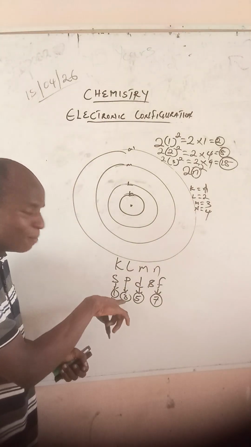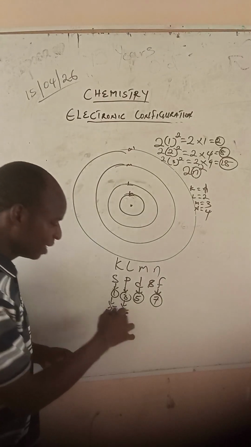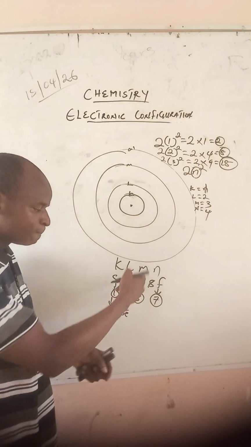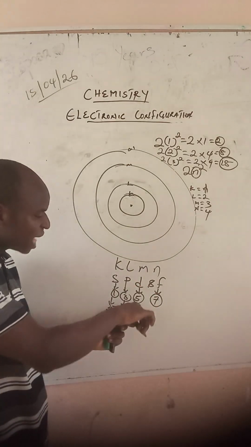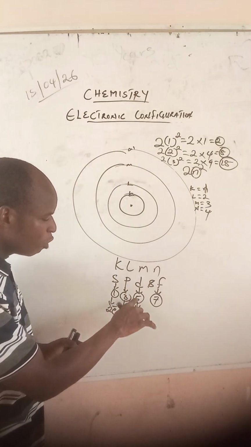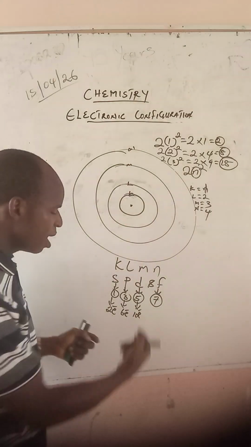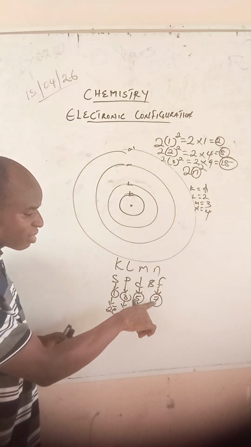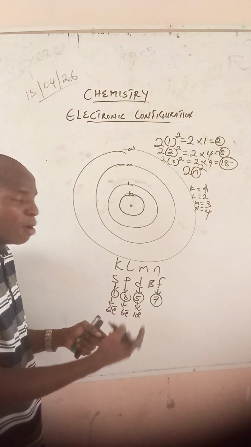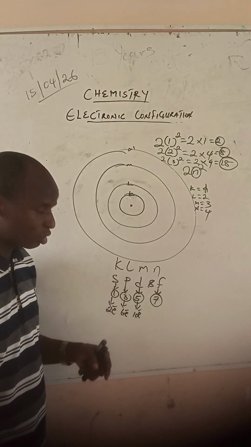Now the P sublevel, which has 3 orbitals, can carry how many electrons? We are multiplying 3 by 2, so it can carry 6 electrons. Now, for the D sublevel, which has 5 orbitals, we are multiplying 5 by 2, so that is 10 electrons. And for the F sublevel, which has 7 orbitals, each orbital must have 2 electrons. It must not have beyond those 2.